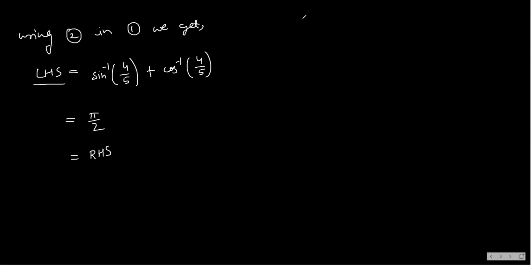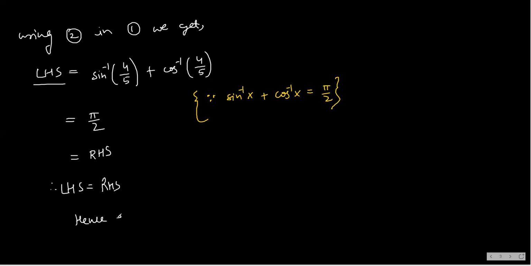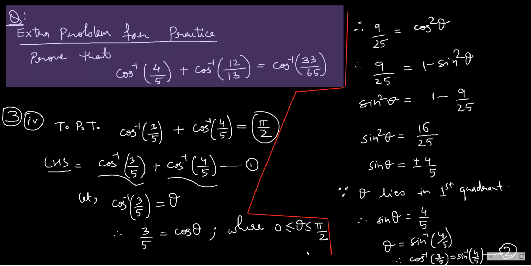Here I will write, since sine inverse x plus cos inverse x equals pi by 2, we proved it. Therefore, LHS equals RHS. Hence proved. I hope you all followed it. Very simple solution it is. You can copy this, you can watch this again and learn it.